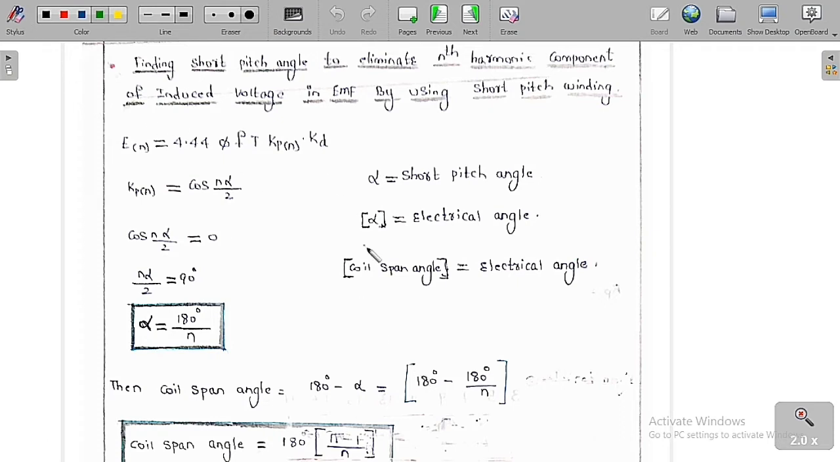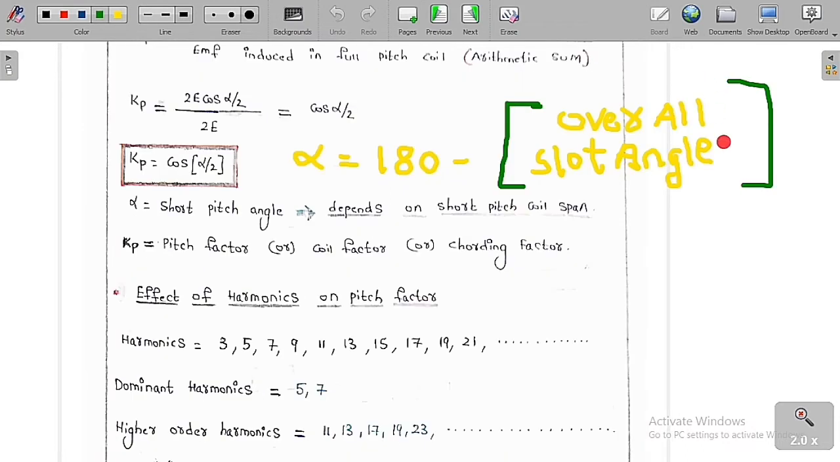Therefore we can say clearly that alpha is equal to 180 degrees minus the overall mechanical slot angle between the two slots that you are going to connect, which is also called the coil span. Both are the same. So alpha is equal to 180 degrees minus the overall slot angle, where 180 degrees is the pole pitch in terms of electrical angle, and the overall mechanical slot angle between the two slots that you are going to connect is also called the coil span.